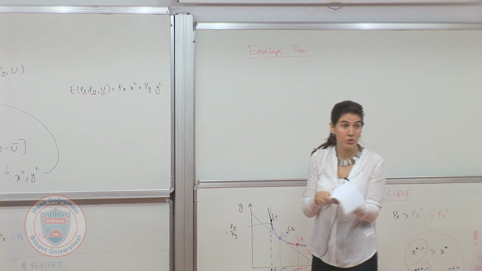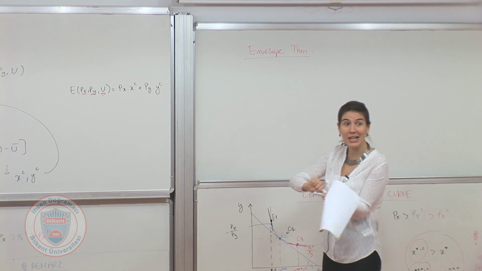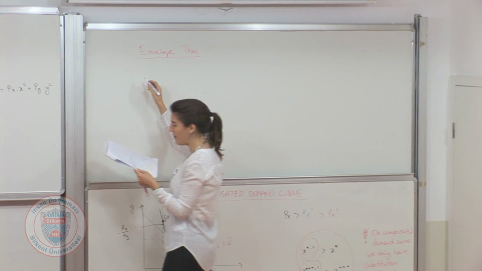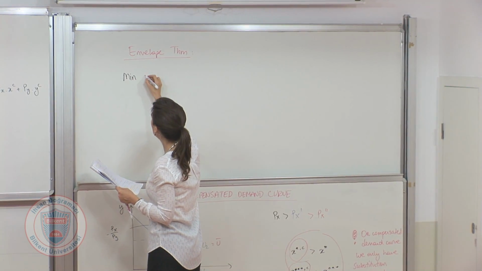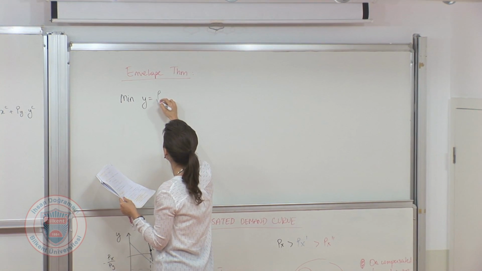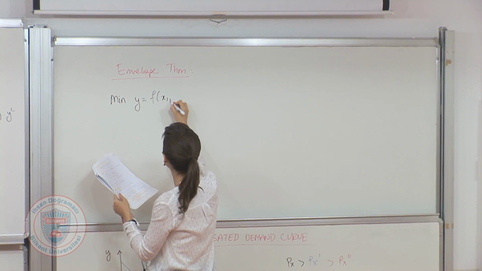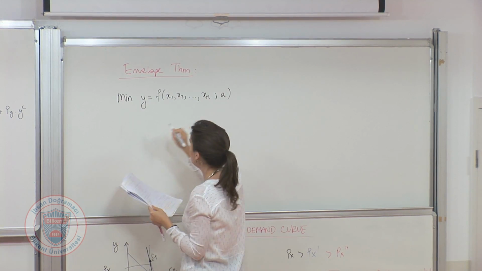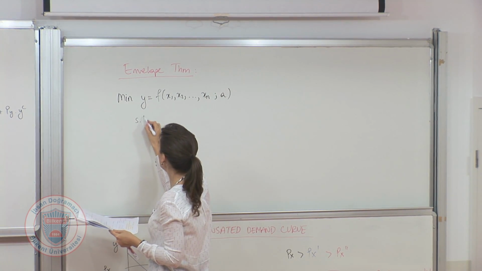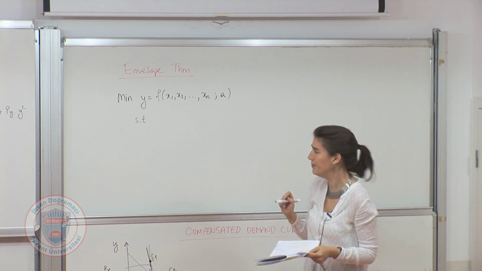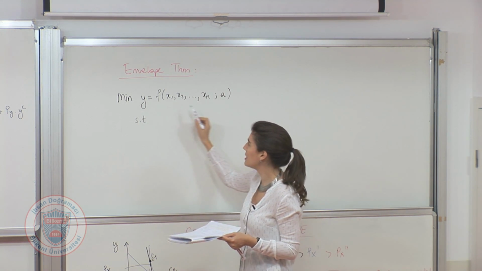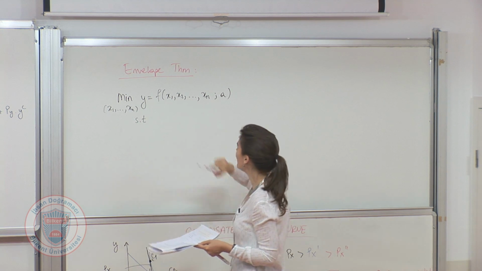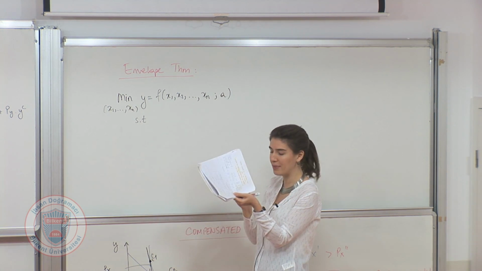So, suppose you have a problem like this. You see that things are very similar in math compared to our case. Basically, you would like to minimize this function of x1, x2, ..., xn, a, okay? You want to minimize it with respect to these guys, and a is a parameter.